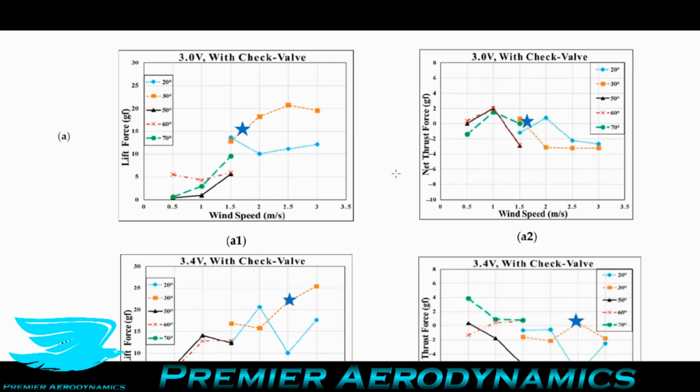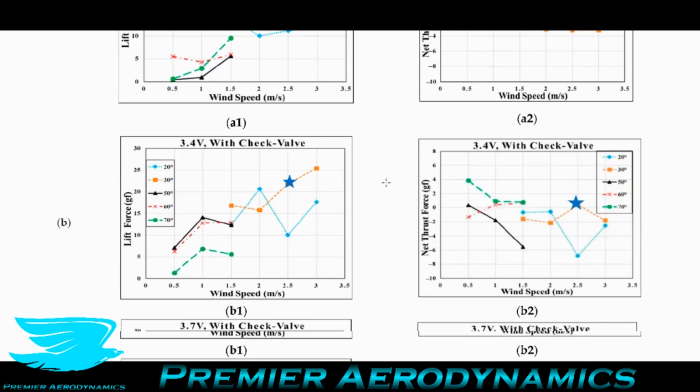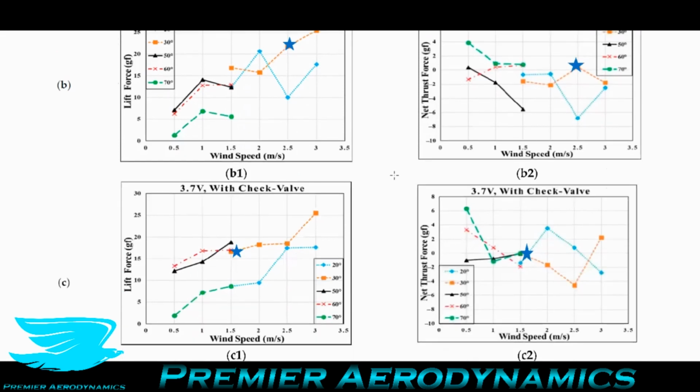Now, the lift production is significantly greater for the MAV when you have a check valve. That's because you knock off that negative lift during the upstroke. So it's very beneficial for all wind speeds, at all flapping conditions and angles of attack.